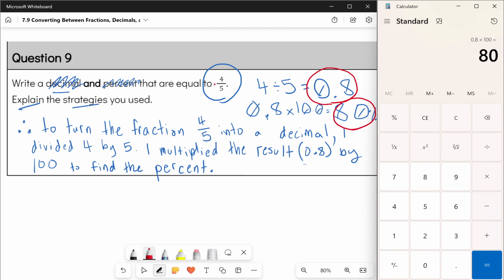Our shortcut to turning any fraction in the world directly into a percent: just take the top number, numerator, divided by the bottom number, denominator, and times it by 100. 4 divided by 5 times 100. 80%. And because the question asked me to explain the strategies that I used, I didn't skimp on my words. Therefore, to turn the fraction 4/5 into a decimal, I divided 4 by 5. I multiplied the result, which was 0.8, by 100 to find the percent.